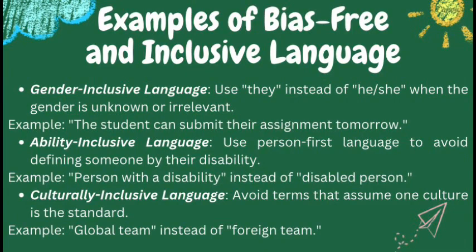Next, ability-inclusive language focuses on the person and not on their condition. So, we say person with disability instead of disabled person. Lastly, culturally inclusive language avoids implying that one culture is the standard. For example, referring to a global team is more inclusive than saying foreign team.